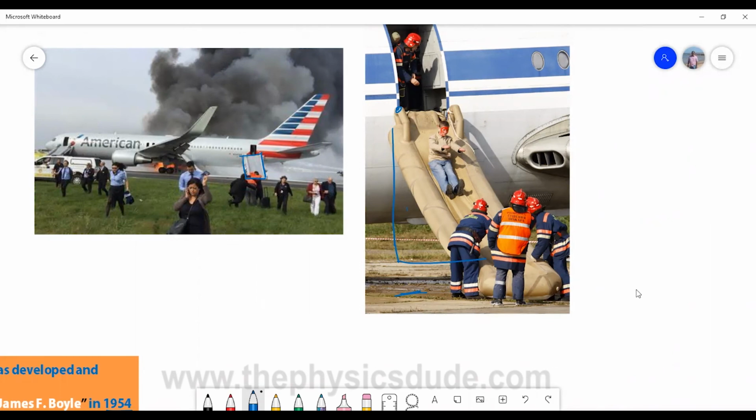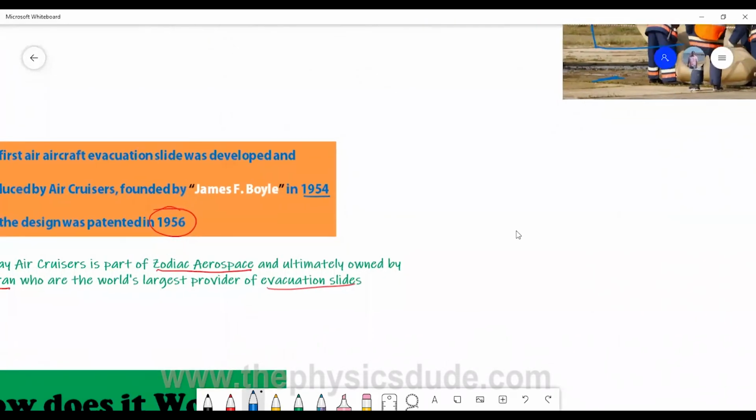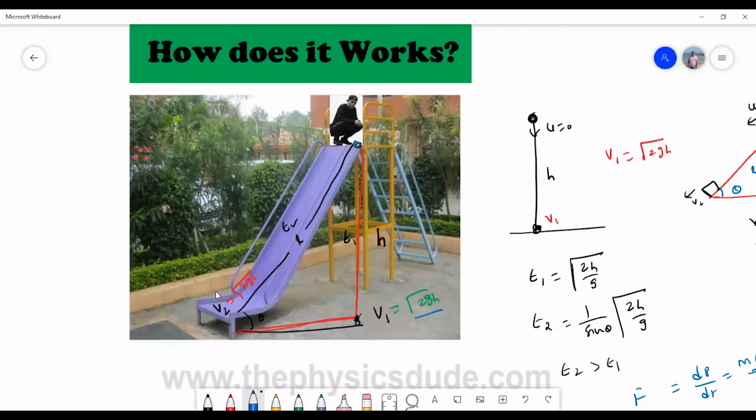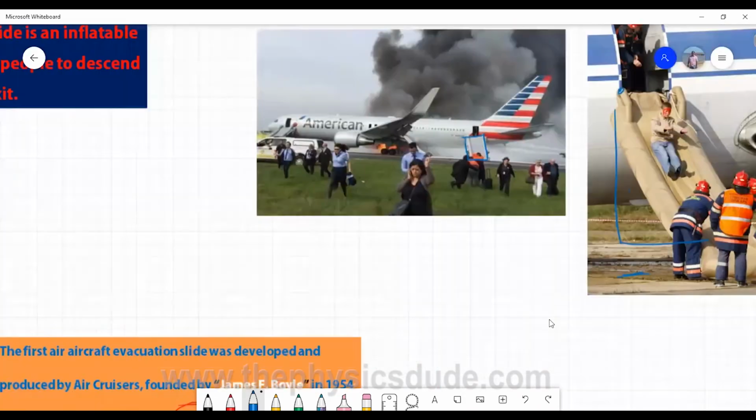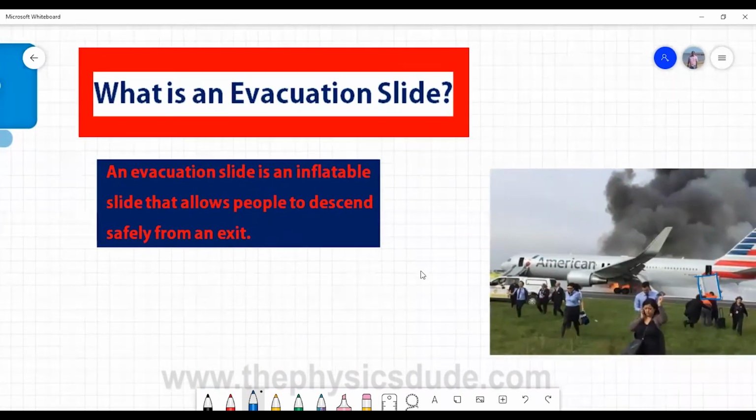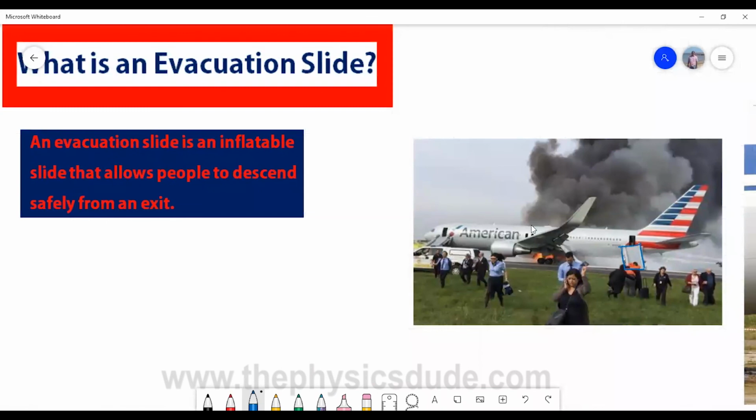So this evacuation slide is based on the fact that whenever a body slides along an inclined plane, it will take more time but reaches the ground with the same velocity when compared to the same object falling from the same level. So this is the principle behind these evacuation slides. I hope you all understood the real reason behind the evacuation slide, how they are used to evacuate people when the aeroplane is in danger.